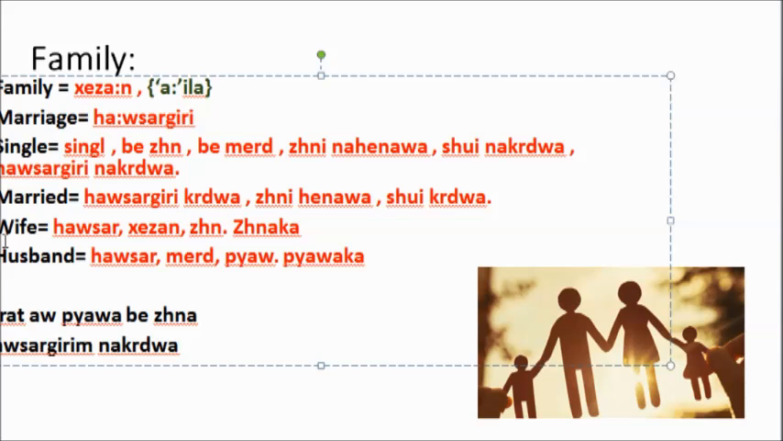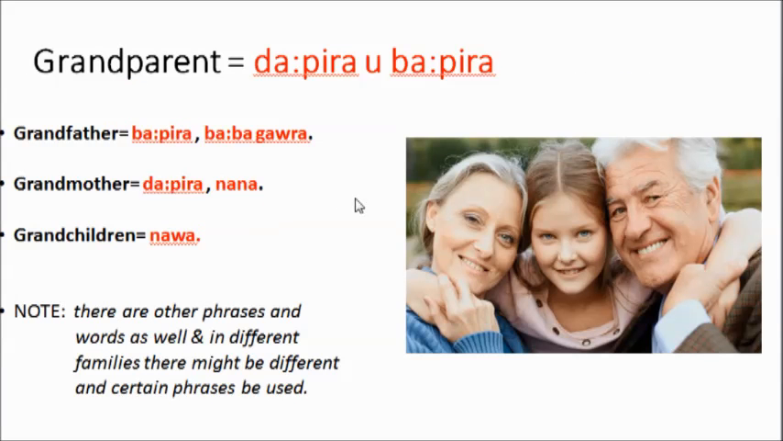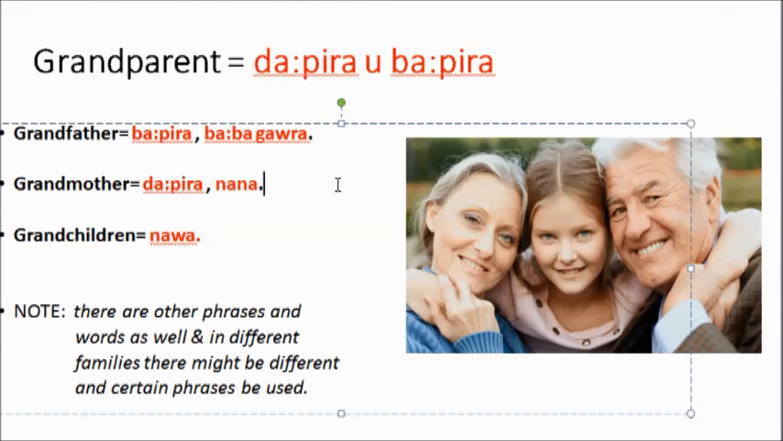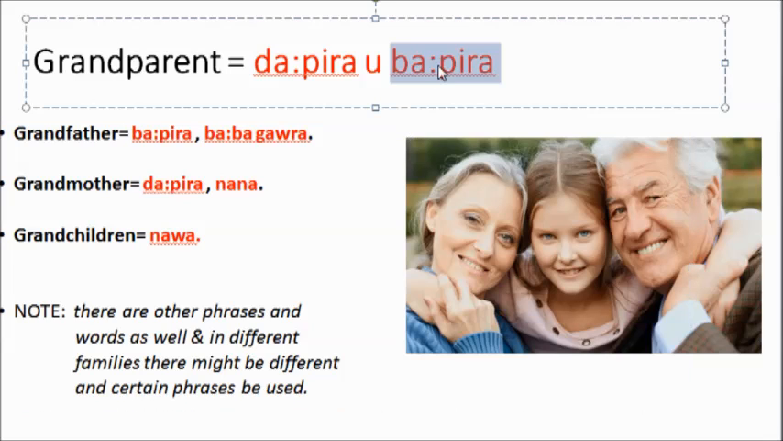Then let's go to another slide. So grandparent. Actually, I think in Kurdish we don't have a word like grandparent, but we say dapiro, bapira. This is a long a, and this one is short. So basically, dapiro, bapira means grandparent. Dapira means grandmother. Bapira means grandfather. If you put them like this you can say grandparents, or basically grandfather and grandmother. This is how you say grandparent, grandfather and grandmother.